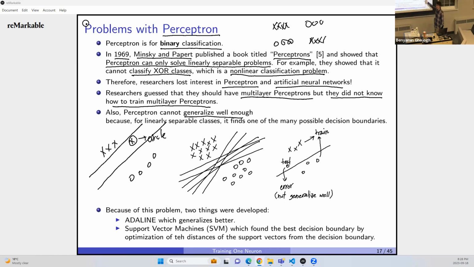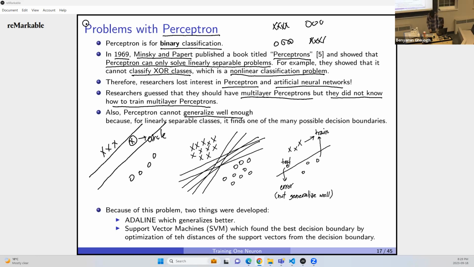So when Perceptron came and they saw these flaws, someone named Vapnik, who is a very great mathematician, said, let's find the best decision boundary, which is exactly between the two classes using optimization. And they called it support vector machines. Okay. So yeah, here it is. I'm showing you that Perceptron is not generalizing well.